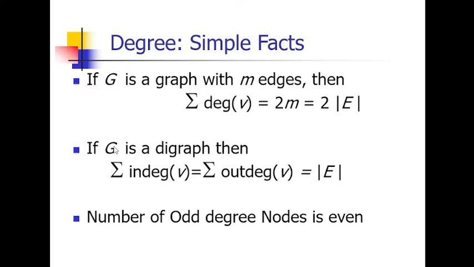Another concept. If G is a digraph, that means there is a concept of in-degree and out-degree. So total in-degree should be equal to the total out-degree, and that is nothing but equal to the cardinality of the edge set. It is equal to the total number of edges. Okay, got the idea?